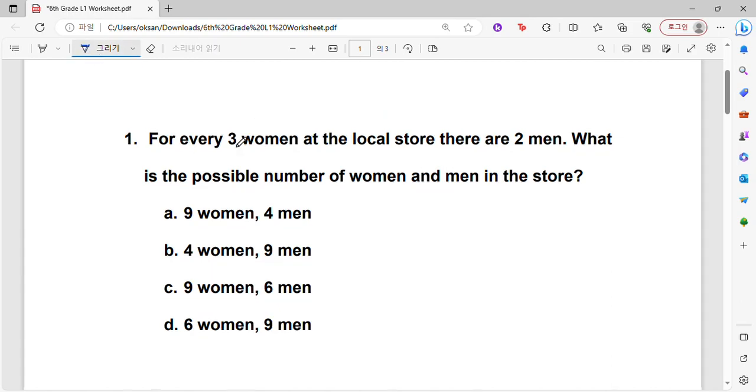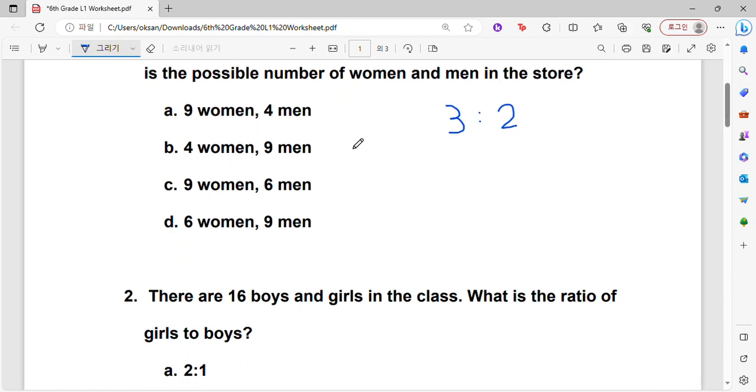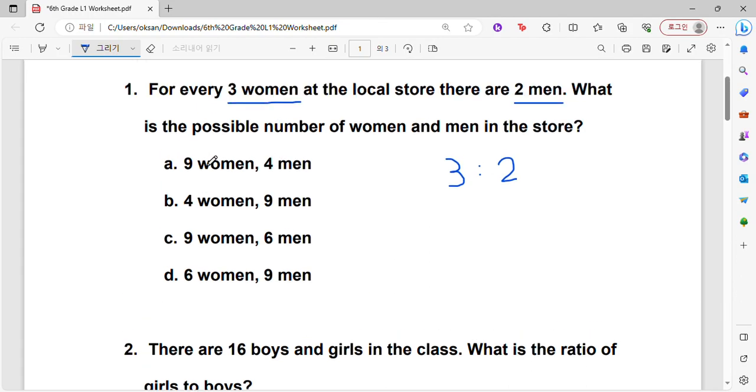So, number 1, for every 3 women at the local store, there are 2 men. What are the possible number of women and men in the store? So, the ratio of women to men would be 3 to 2. We can guess and check here. So, the first option is 9 women and 4 men.